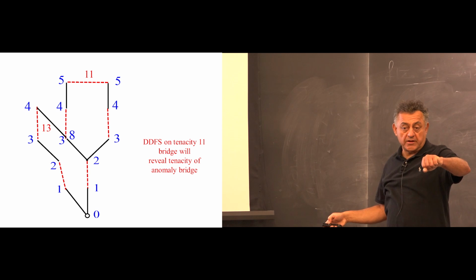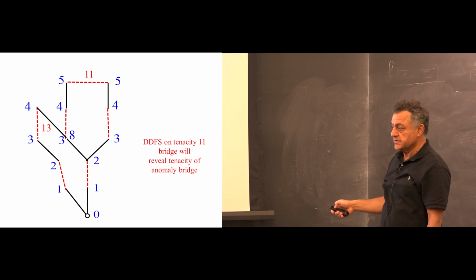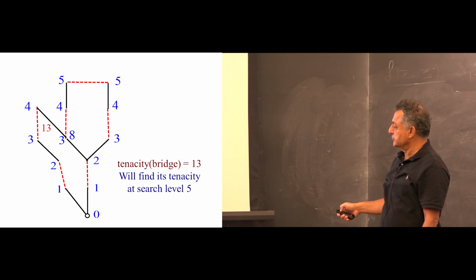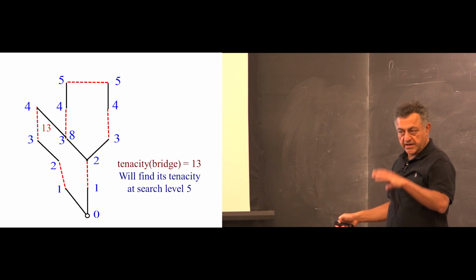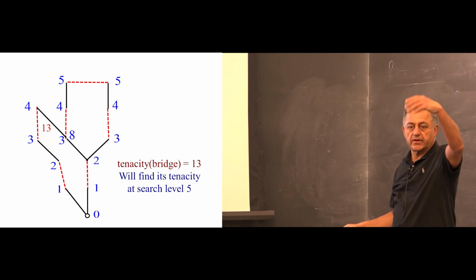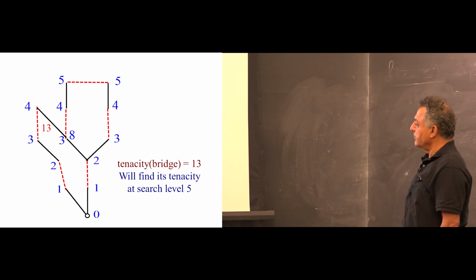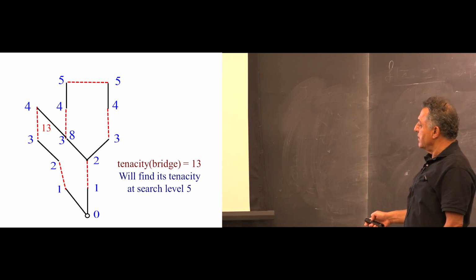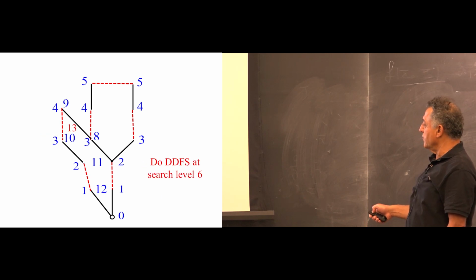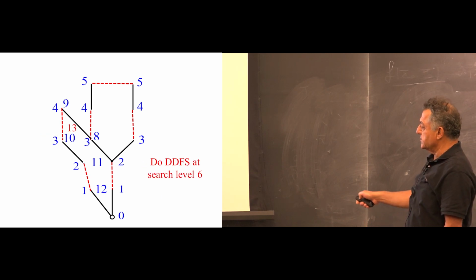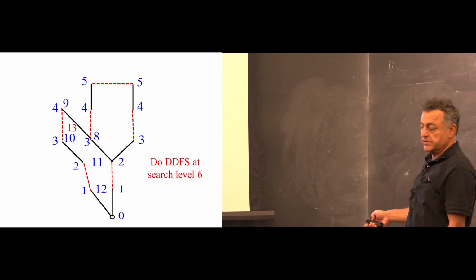And we put it in the right bucket, bucket number 6, search level 6, because 2 times 6 plus 1 is 13. So its tenacity is 13, we put it in the correct bucket, and then we pick it out of that bucket and do double depth search. But the following question arises. We'll do double depth search on this bridge at search level 6.